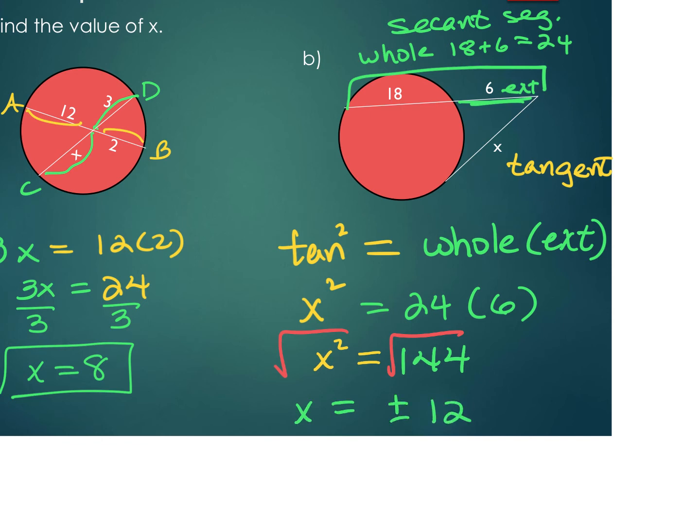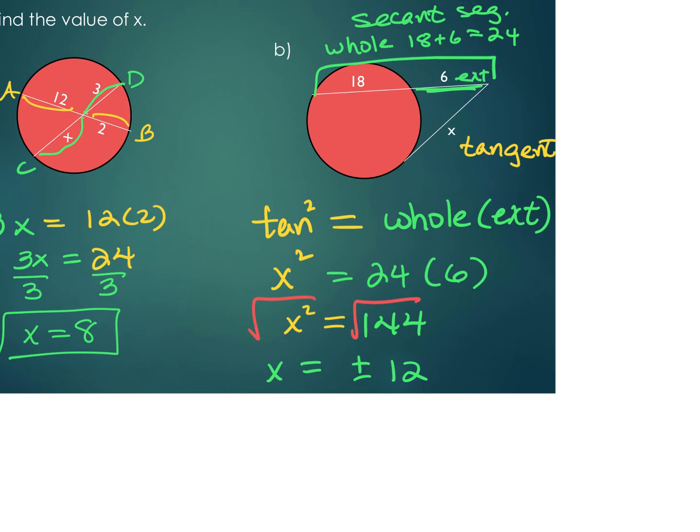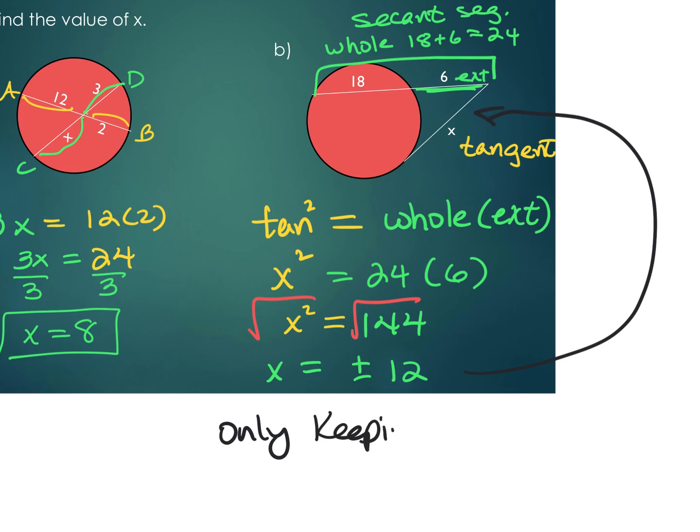Now, what we need to do is check to see which one or both we're going to keep. If I were to plug in positive 12, it works because it gives me a positive segment length for the tangent. However, when I plug in a negative 12 up here, it would make that tangent negative. So out of both of these answers, I'm only keeping x equals positive 12, because I can't have a negative length for one of my pieces of my circle or my tangent or my secant.